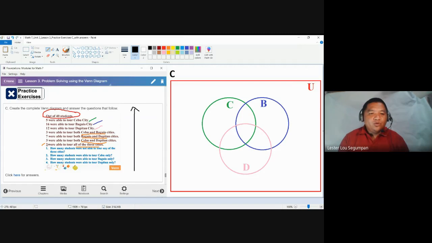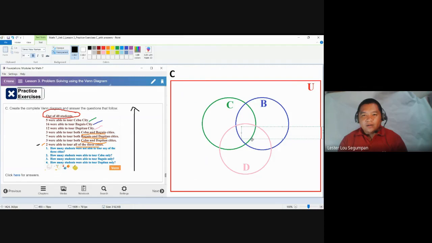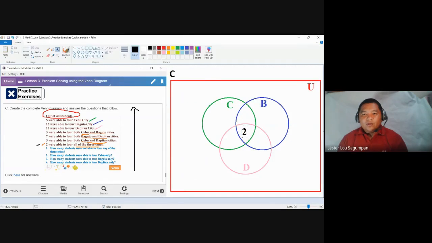We start with: two were able to tour all three cities. Again, we know that this area here is the common area for all three, so that is where we're going to place two. Two were able to visit Baguio, Cebu, and Dapitan cities. Do not start with the other areas. Start with the middlemost so that you can trim down other possibilities of intersection.